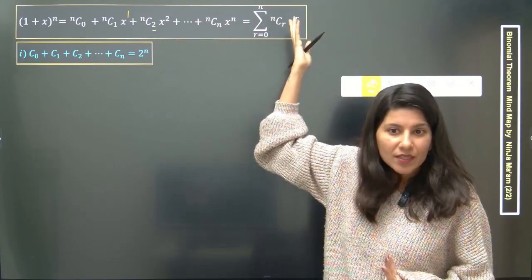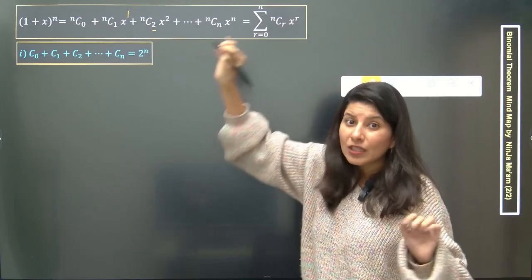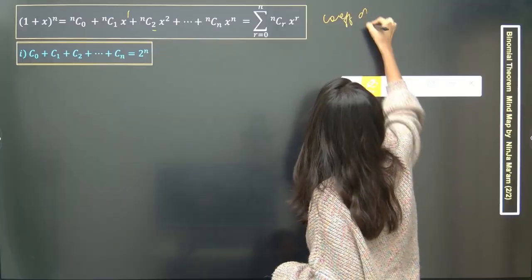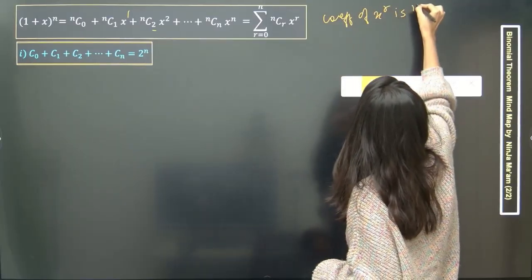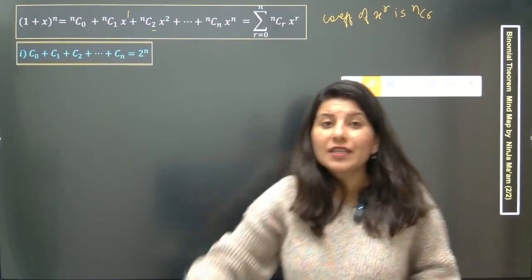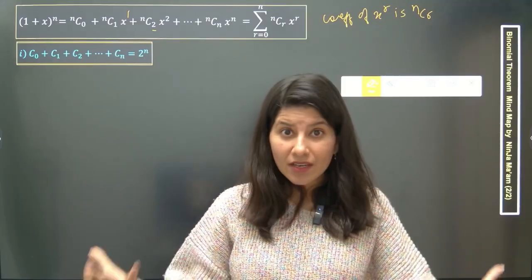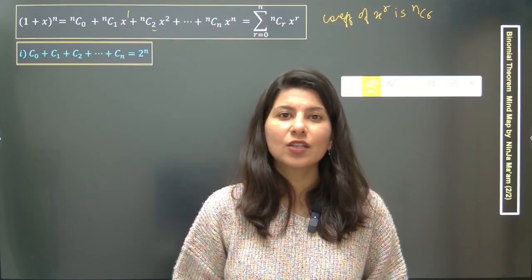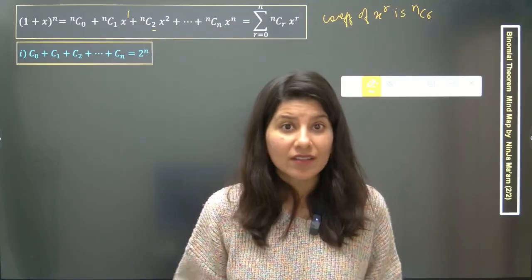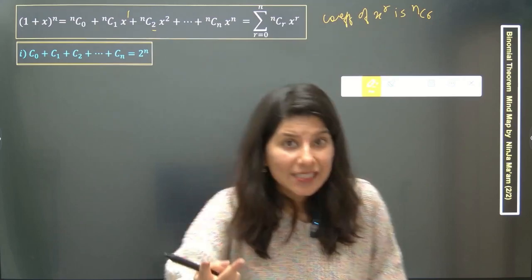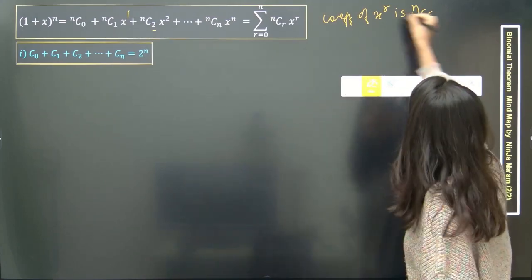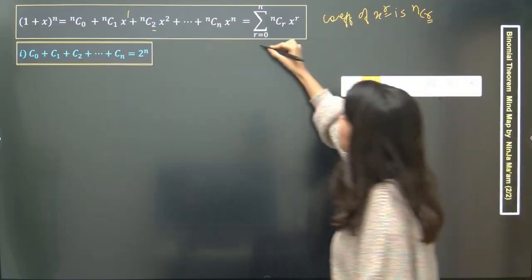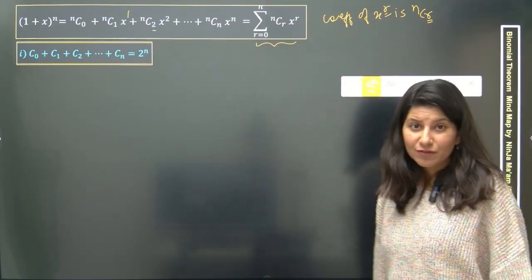Again, n plus 1 terms are there, but what you have to remember is that the coefficient of x raised to power r is NCR. If somebody asks you what is the coefficient of x raised to power 7 in the expansion of (1 plus x) raised to power n, you will say NC7. Whatever the power of x will be, the lower index will match with it. Okay, this can be written in the sigma summation form as well.